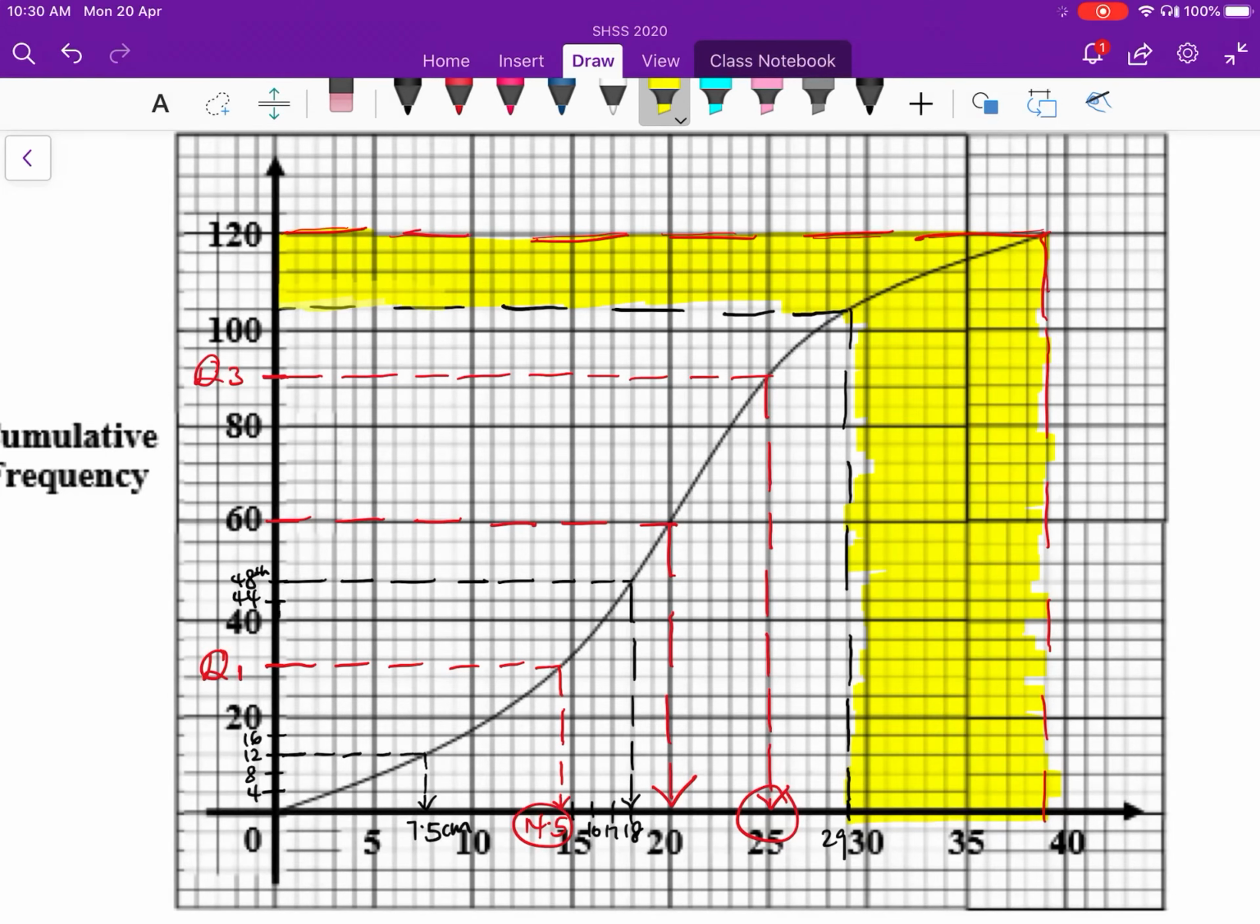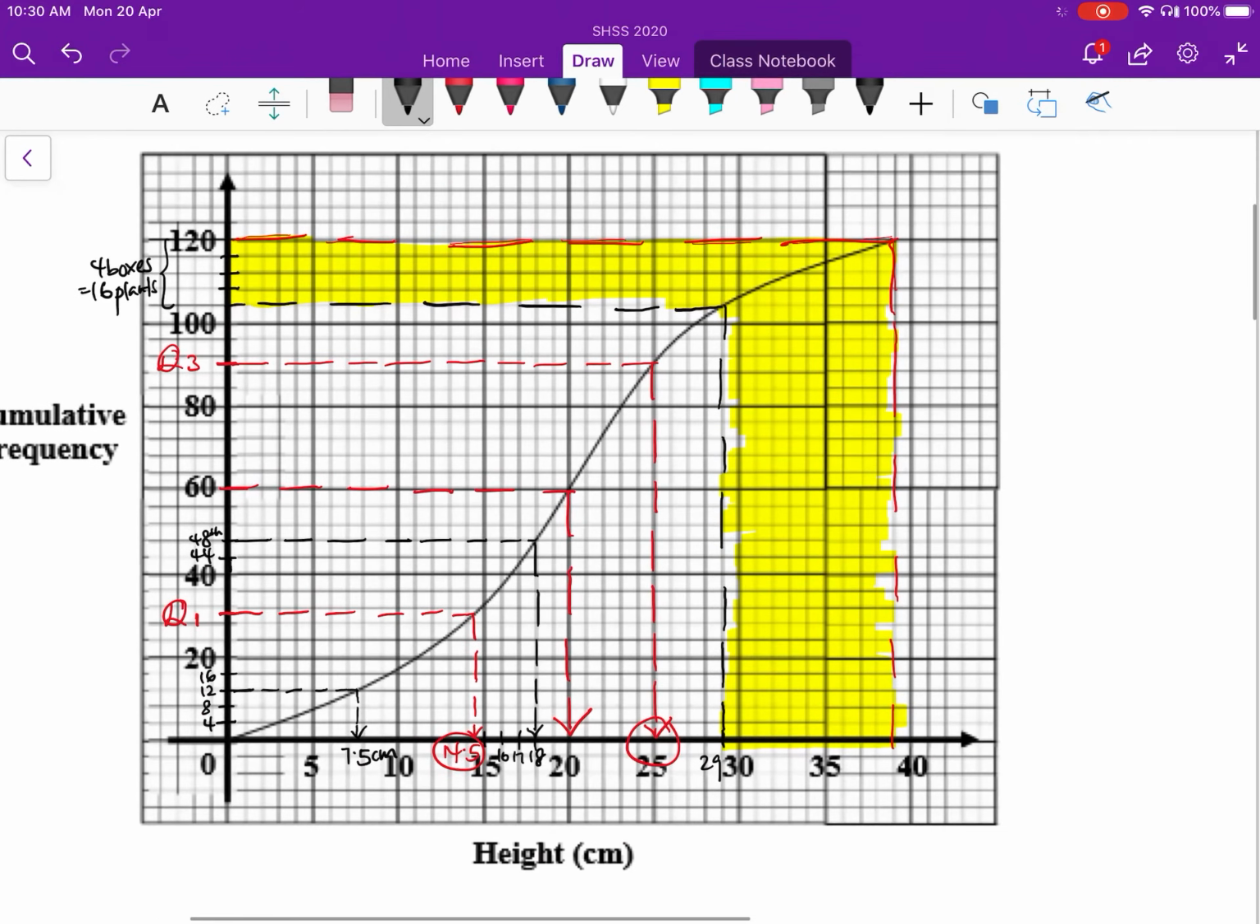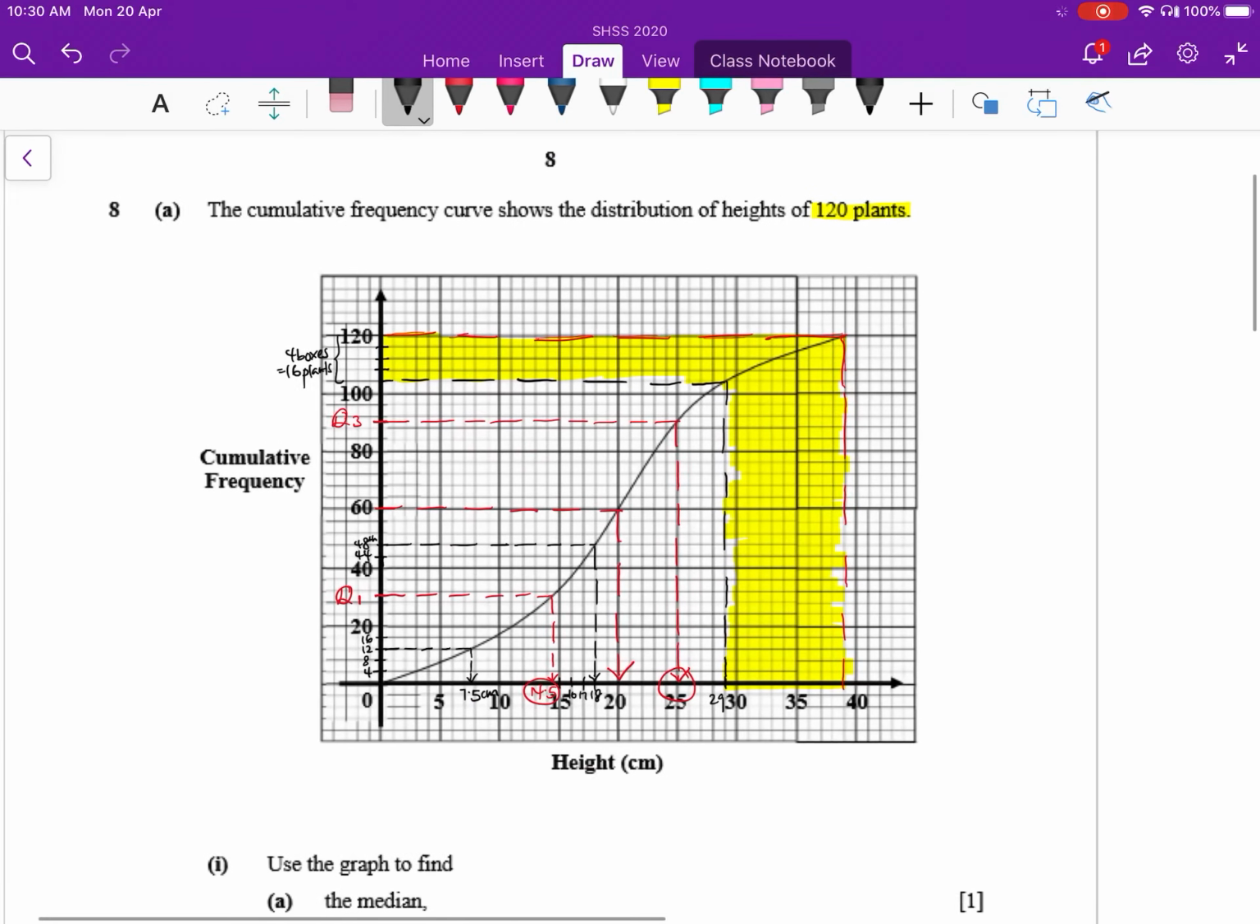Remember just now we discussed that one little box is 4. So let's count how many boxes are there here. 1, 2, 3, 1, 2, 3, 4. There are 4 boxes. One box is 4, so there will be a total of 16 plants. Okay, 16 plants are more than the height of 29 cm. So the answer is 16 plants.